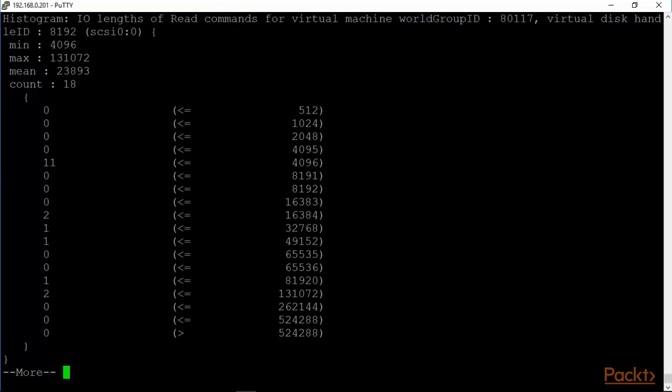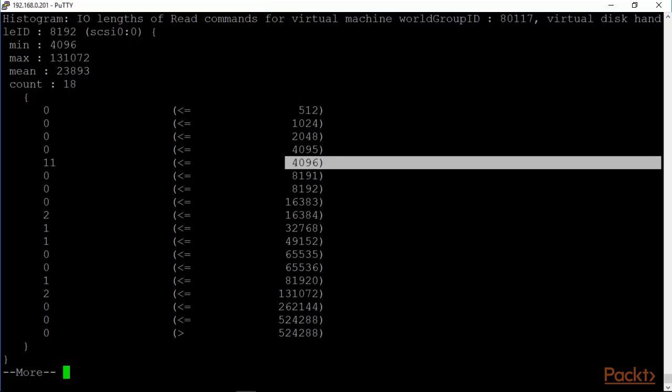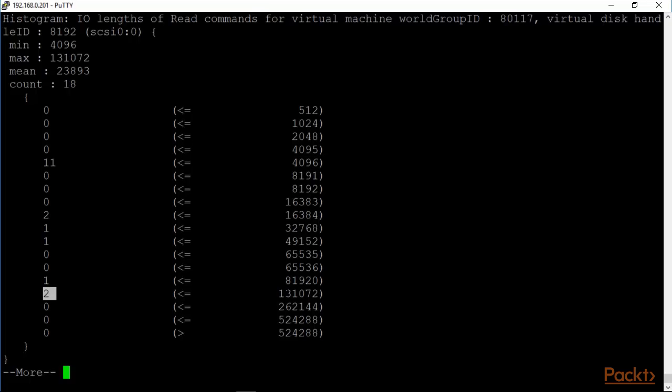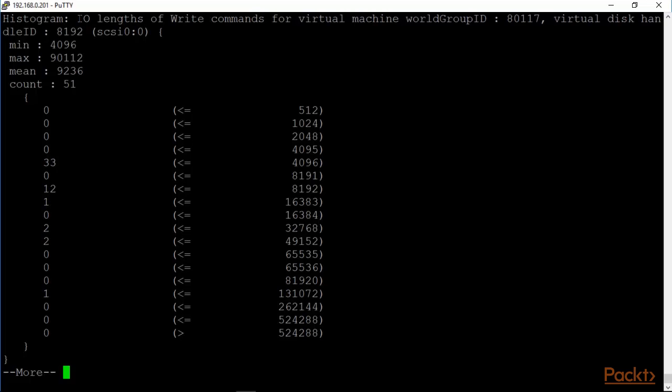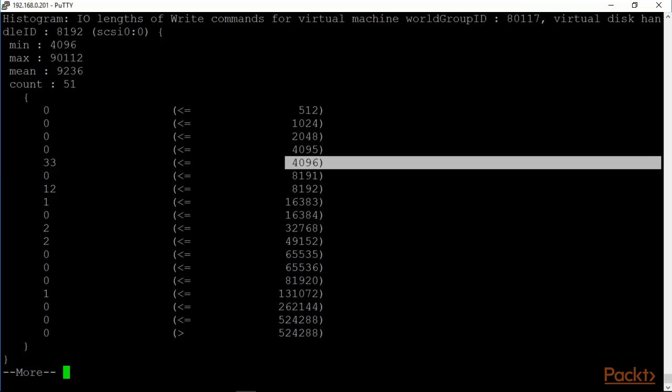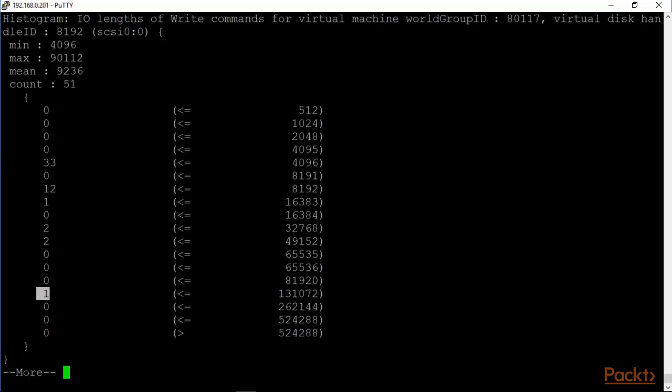Let's hit the space bar. Now we look at IO length for read commands, and you can see that there were 11 reads of 4096 and 2 reads that were much larger. Hit the space bar again, and I get the IO lengths for write commands. So most of the writes again are 4096. There was one which was relatively large for some reason. So this is for read commands, write commands, and then IO commands combined.